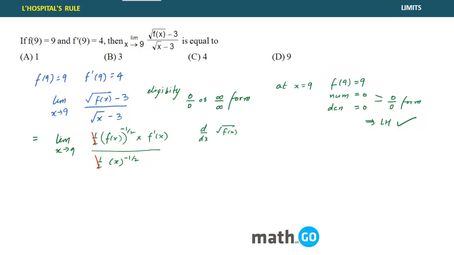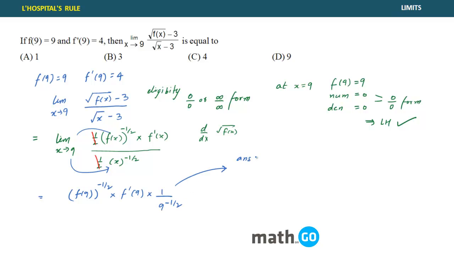You can just plainly put the values of the limit in the particular problem, because it is now not in the indeterminate form. Just substitute the values of x equal to 9 in the terms. So it becomes nothing but f(9) whole raised to power minus 1 by 2. Then f dash x will convert to f dash 9, and you have 1 upon x raised to power minus 1 by 2, that is 9 raised to power minus 1 by 2. That is it. This is your answer now.